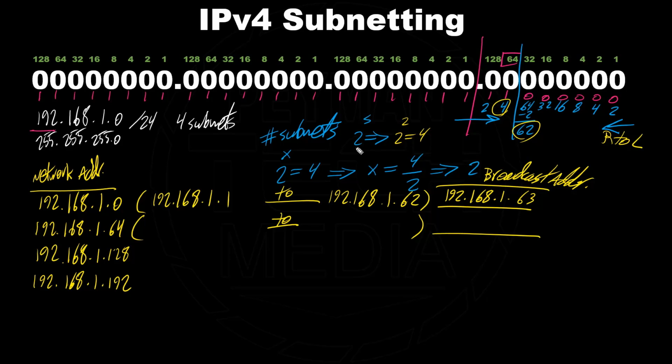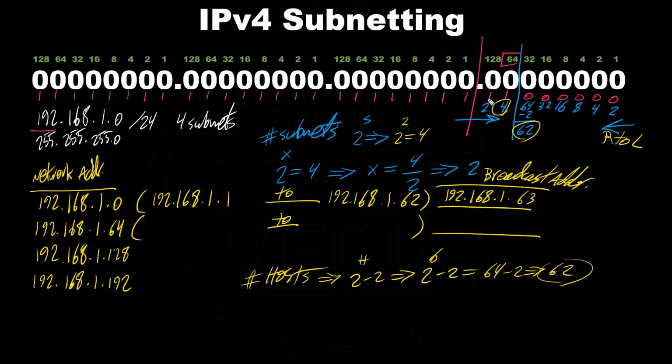Or if we go by this formula, the number of hosts is 2 to the power of host bits minus 2. So how many host bits? 1, 2, 3, 4, 5, 6. Zeros are host bits. So 2 to the power of 6 minus 2, which is 64 minus 2, 62. So after finding out how many bits we need to borrow from the host, in this case 2 bits to get 4 subnets, right?